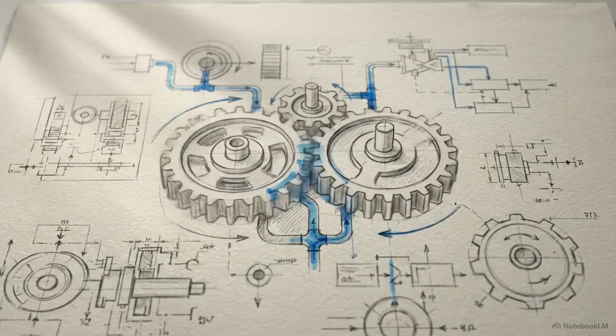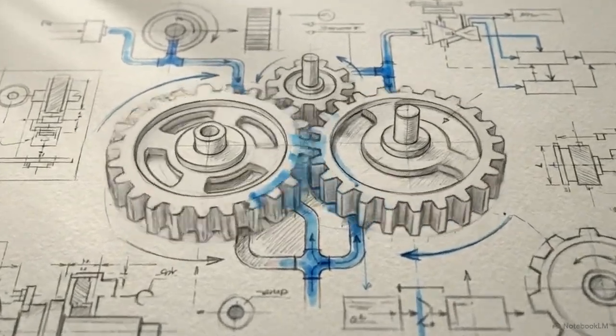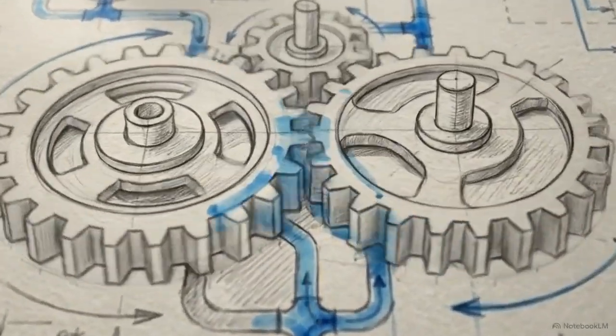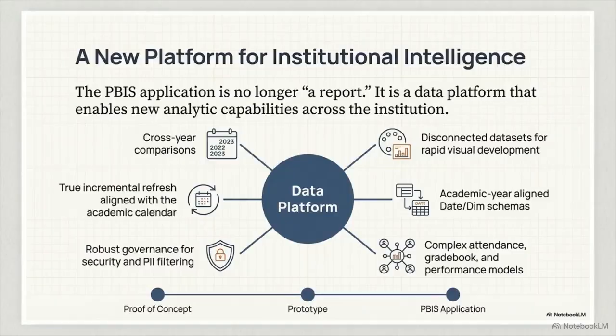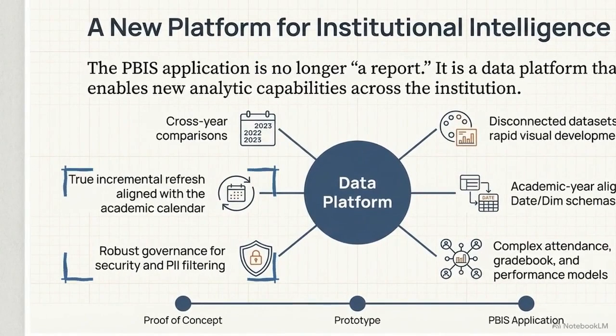Navigating from a manual CSV process to a semantically modeled application yields an engine that runs smoothly and continuously. This diagram outlines capabilities unlocked by this architecture. This central data platform enables multiple analytic workflows across the institution. On the left, we see specific institutional wins: true incremental data refreshing aligned with the calendar, and robust governance for security and data filtering. This matrix is the LADE maturity model.